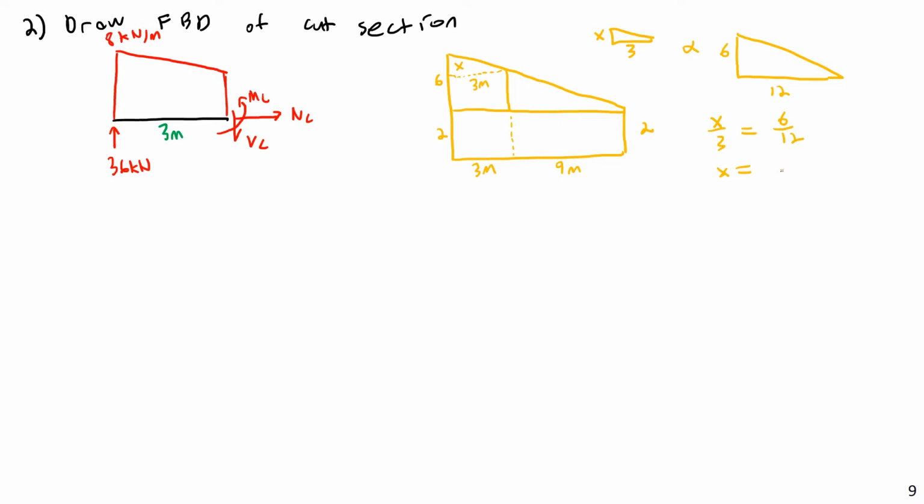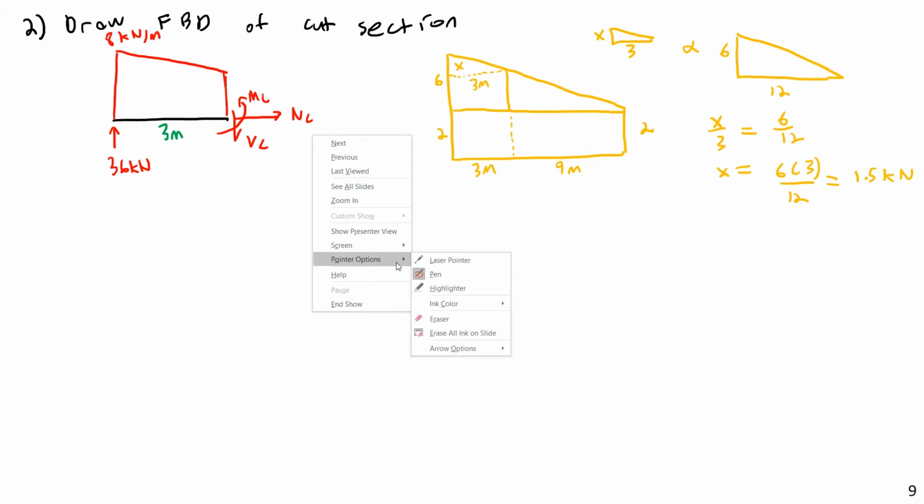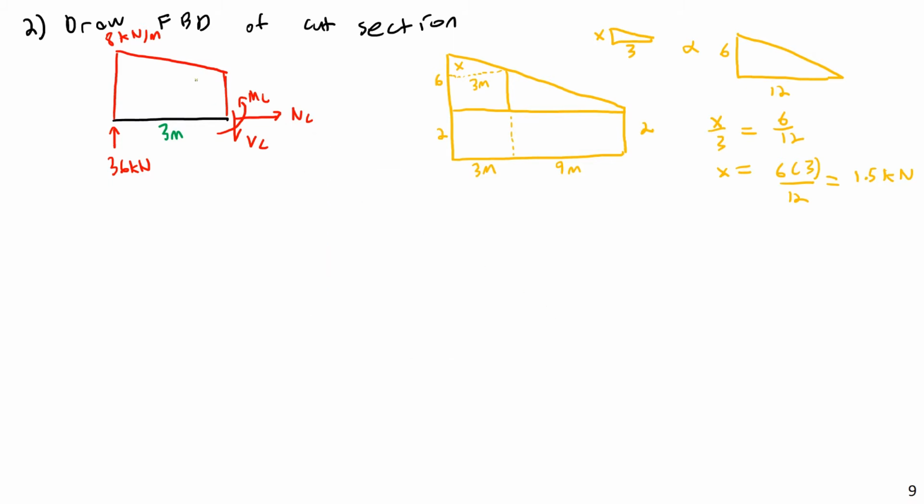Does that make sense? X over 3 is equal to 6 over 12. Yeah, that should make sense. So then if I multiply this by 3, that will be 6 times 3 divided by 12. Okay, sorry, not 1/2, but 1.5. That makes a little more sense. That makes me happy. That is 1.5, and this would be in units of kilonewtons. So 1.5 kilonewtons, which means I then have a diagram like this.